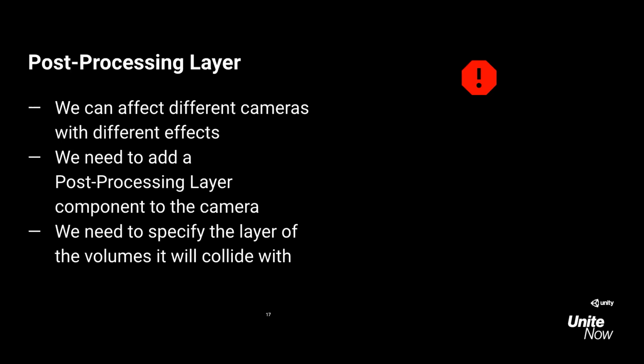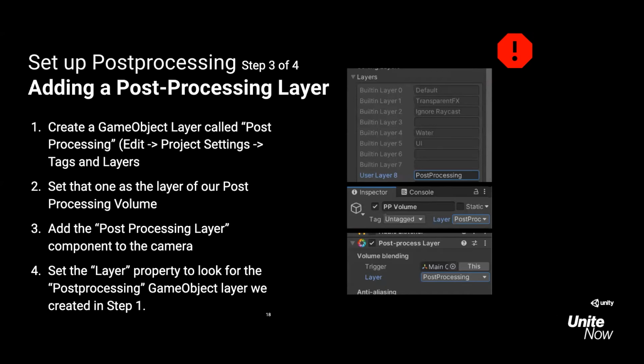You can have several volumes that affect different cameras. In our case, again, we have a simpler scenario. It's just one volume, one layer. You have done the basic setup, but this is prepared to tackle more complex scenarios. So how in your other project can you add post-processing?